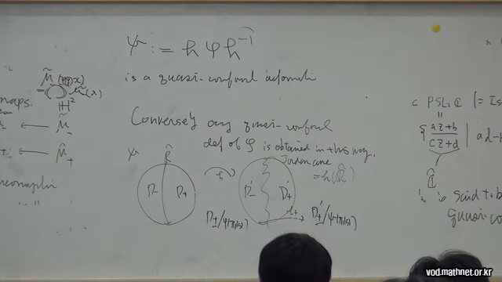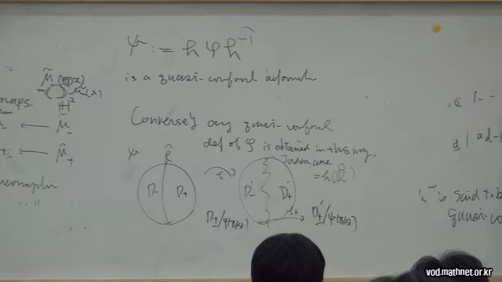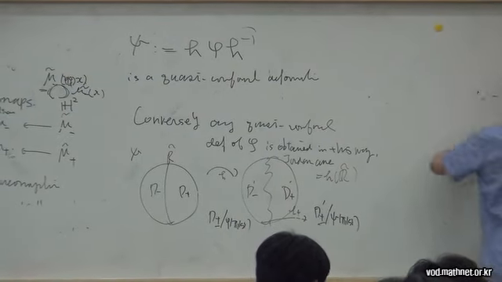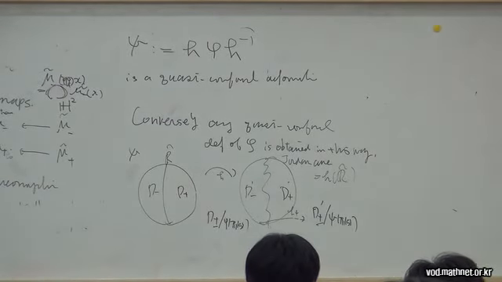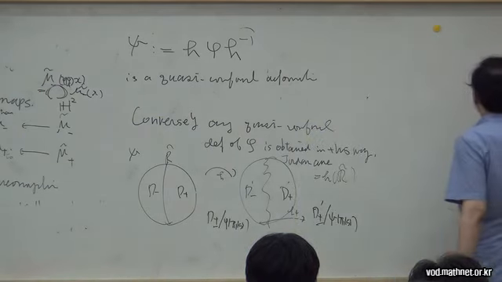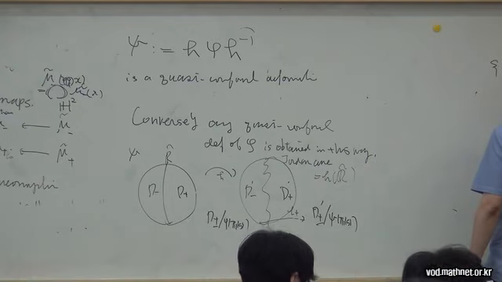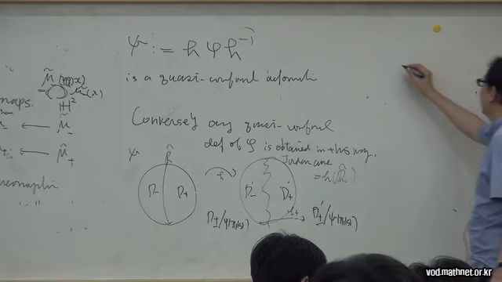Any other questions? So now, what this argument shows is that you have a parameterization of quasi-conformal deformations of phi modulo conjugacy. So you have a parameterization here.